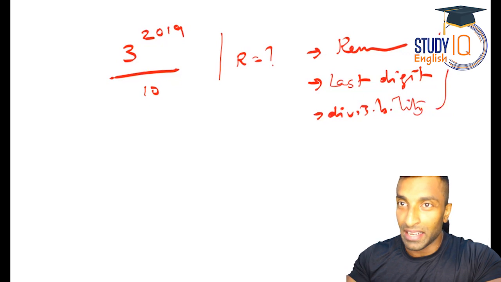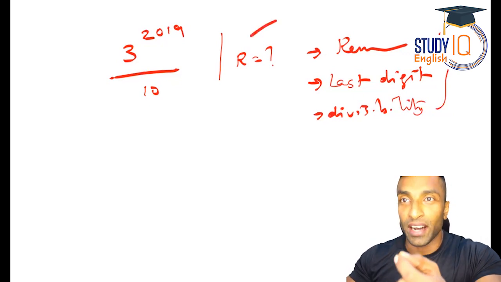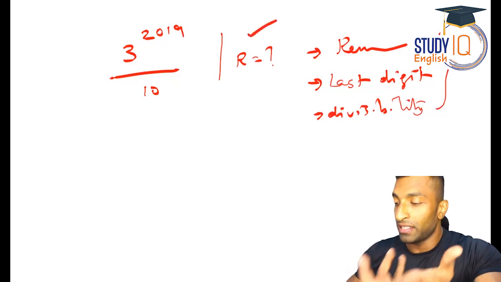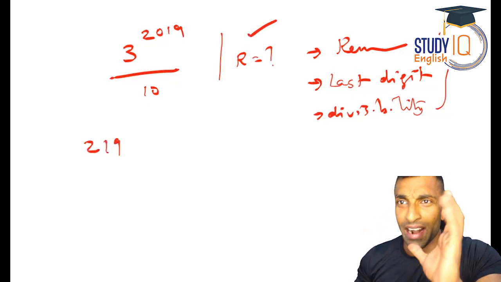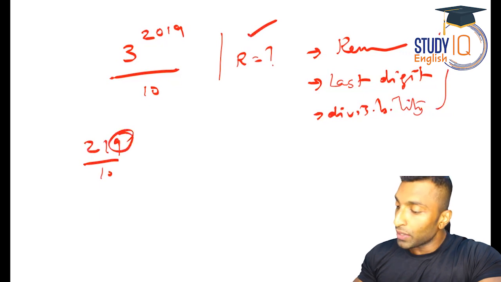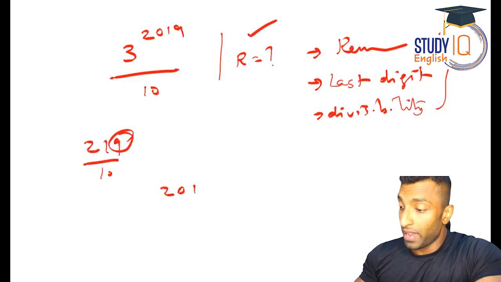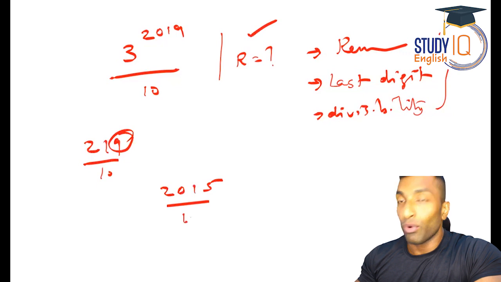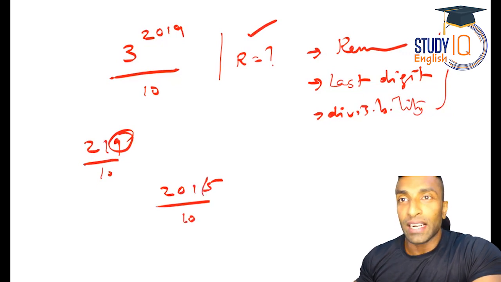Either you can take it as a remainder question, just like what they have asked, or you can take it as a last digit question. Because you see, 219, let's take a random number, divide by 10. What is the remainder? 9, right? 2015 divided by 10, what is the remainder? 5. That is the last digit.